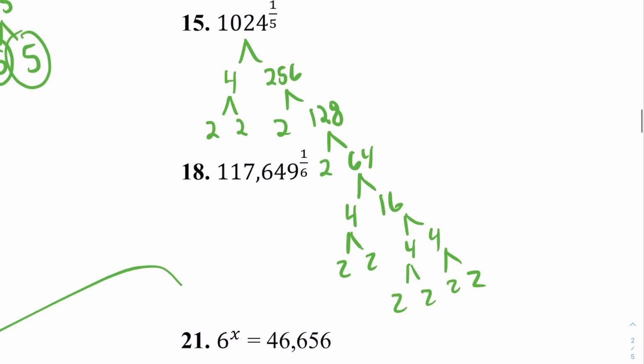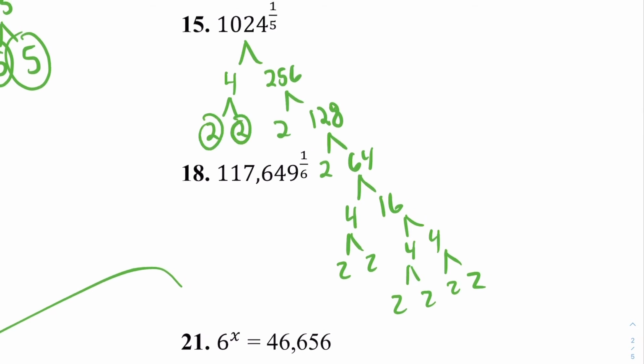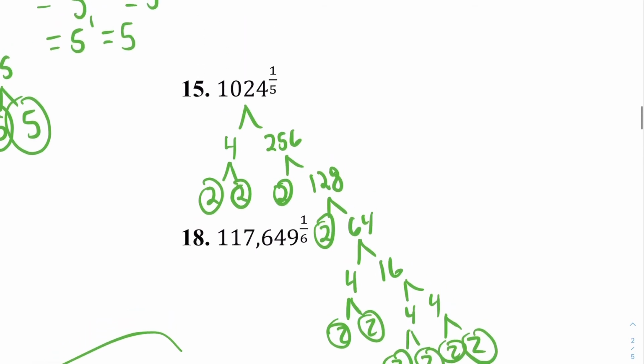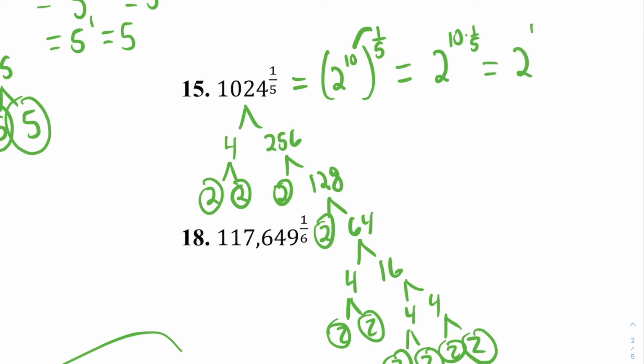That's a lot. So that's 1, 2, 3, 4, 5, 6, 7, 8, 9, 10. 1024 is equal to 2 to the 10th power. And that was being raised to the 1/5 power. So we're going to distribute this power into here. 2 to the 10 times 1/5 is equal to 2 to the 10 over 5, which reduces down to 2 to the 2nd power. 2 to the 2nd power is 4.